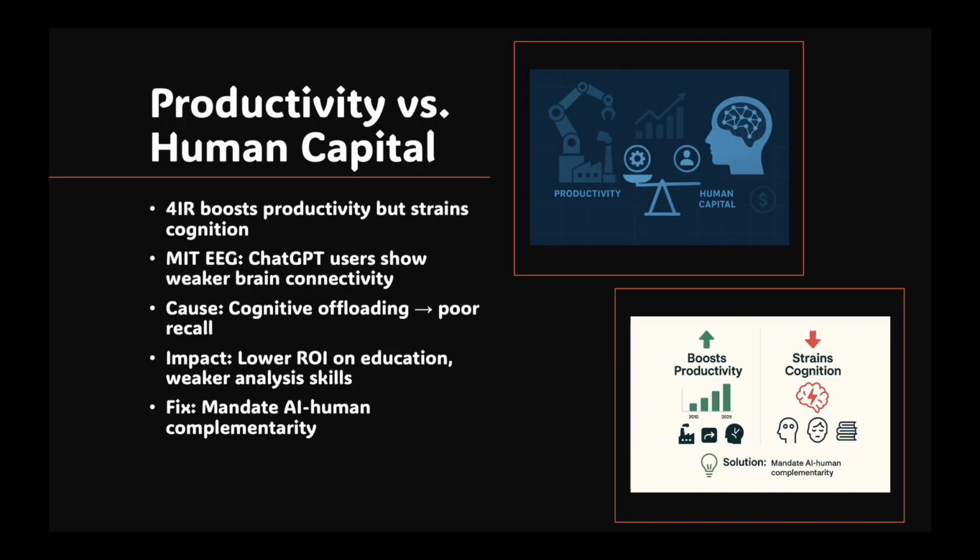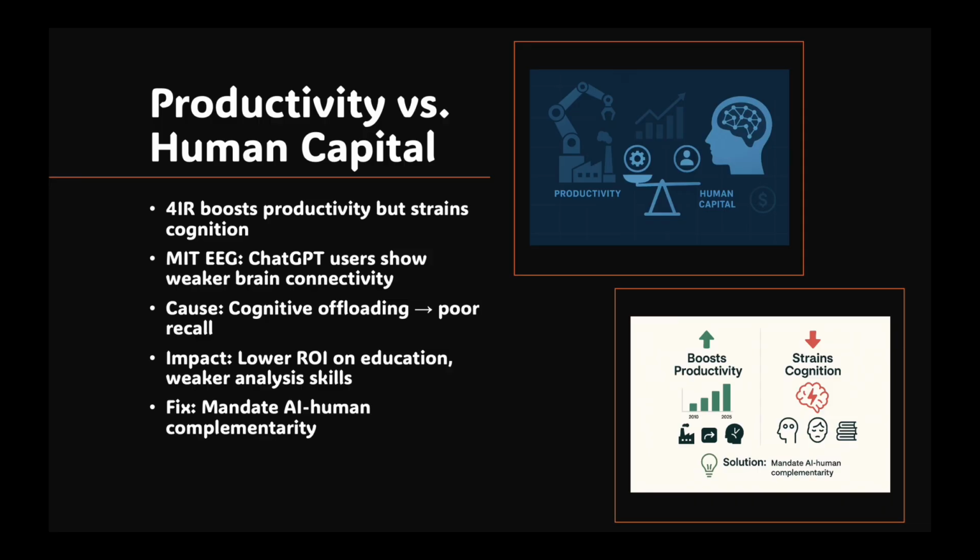We've seen that the fourth industrial revolution promises unmatched productivity, but for economists, we must ask, what is the cost to our most vital resource, human capital? We face a critical trade-off, short-term gains versus long-term cognitive ability. A recent MIT Media Lab EEG study on students revealed the danger.